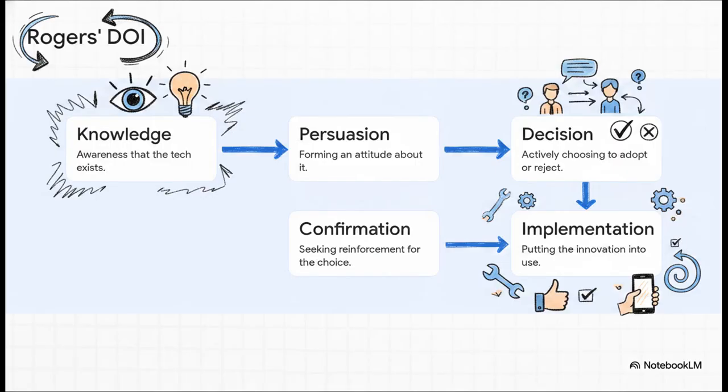So how does a completely new piece of tech actually spread through a culture? Everett Rogers mapped this out brilliantly with his diffusion of innovations theory, breaking it down into 5 distinct stages. Stage 1 is knowledge. You just realize the tech exists. Stage 2 is persuasion. You start forming an attitude about it, which is usually heavily influenced by your peers. Stage 3 is that critical decision moment. Do you adopt it or reject it? Stage 4 is implementation. You actually hit download and start using the thing. And finally, stage 5 is confirmation, where you decide if it was actually worth the hype or if you're hitting delete.